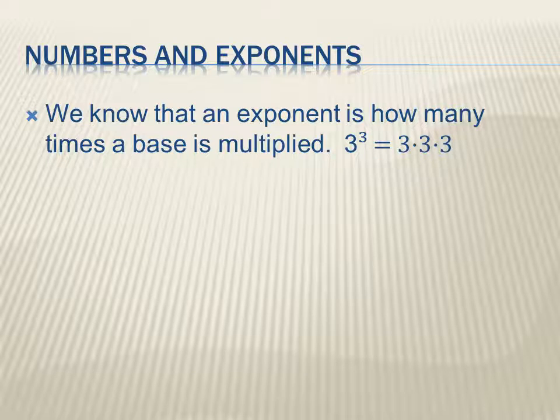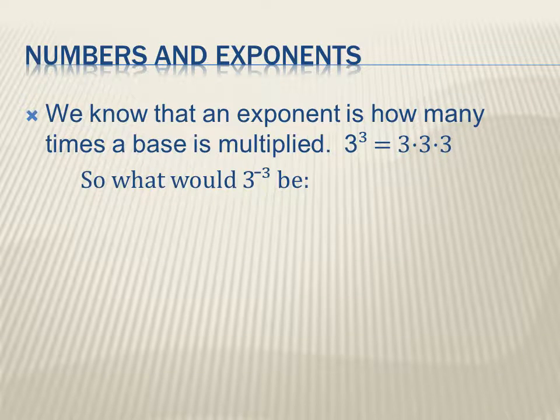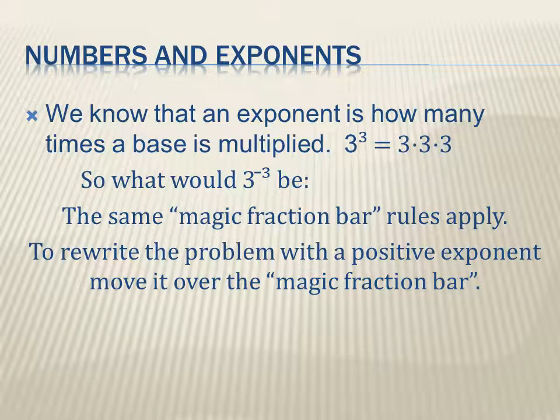Remember that when you divided exponents, you subtracted them, and we know that an exponent is how many times the base is multiplied. So 3 to the third would be 3 times 3 times 3, which is 27. So what would 3 to the negative third be? Well, we're going to go back to that magic fraction bar, and the same rules apply. To rewrite the problem with a positive exponent, move it over the magic fraction bar. So you'll put 1 as a placeholder in the numerator, and it becomes 1 over 3 to the third. We moved it below, so the negative exponent becomes positive. So 3 to the negative third becomes 1 over 3 to the third, which is 1/27.